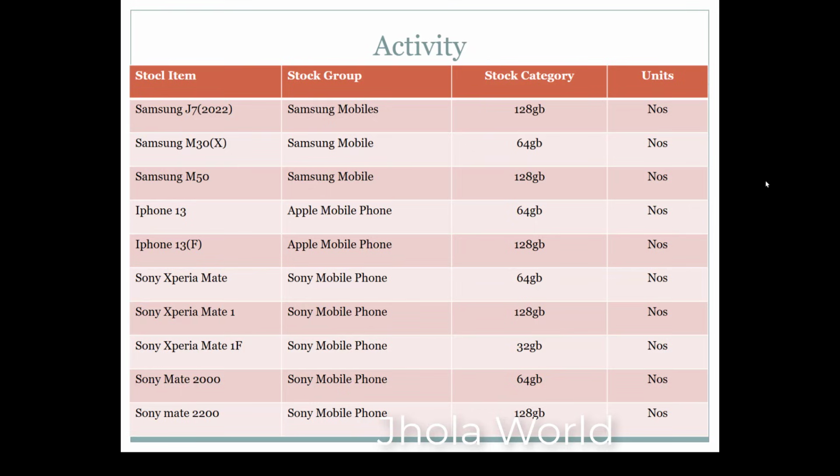Stock groups are already given. Samsung we have already created. Apple mobile phone we have already created. Sony mobile phone already created. Category also, 128 GB. These we have already created. Unit also. You simply have to create these items only.